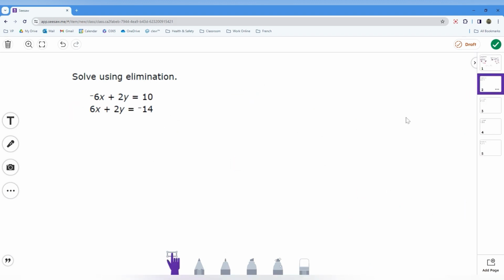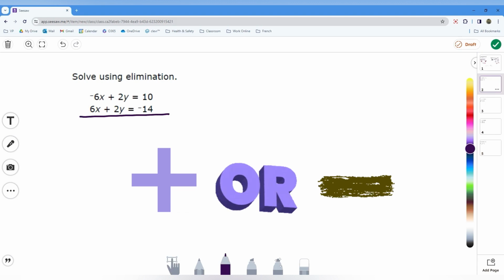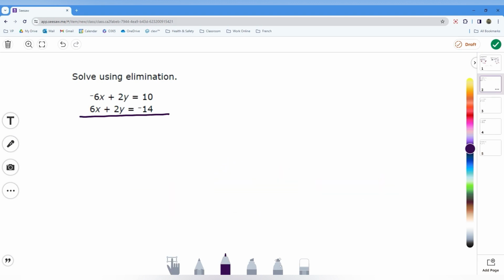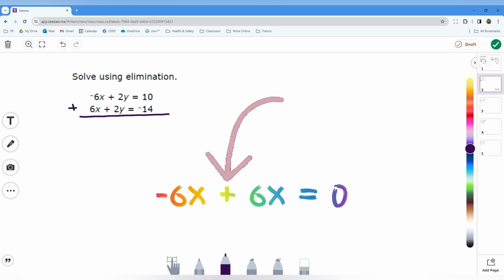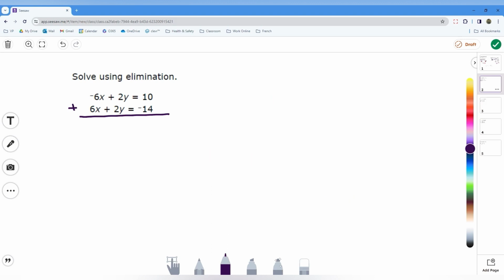Let's try another one. All right, so first thing you need to decide is should you be adding or subtracting these two equations to make one of the variables cancel? Now I can choose here. If I choose to add, I can make these x's cancel. But if I chose to subtract, I could make the y's cancel. Since I've already written addition, I will stick with that.